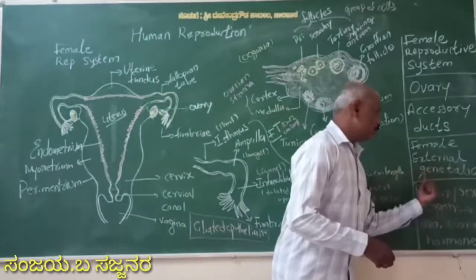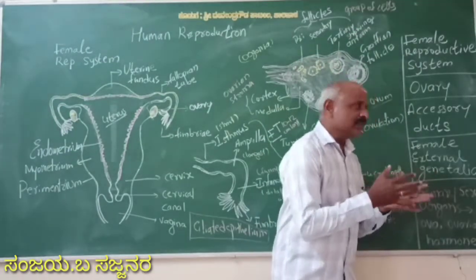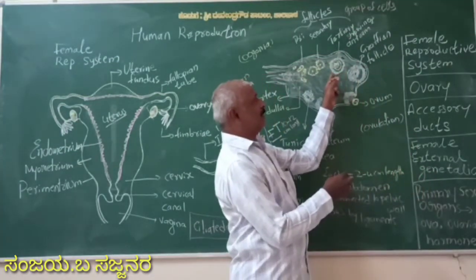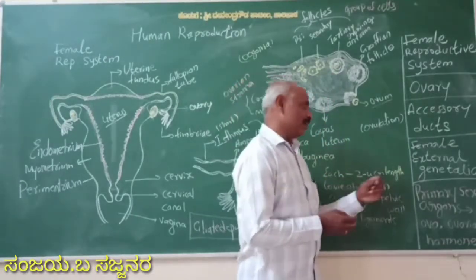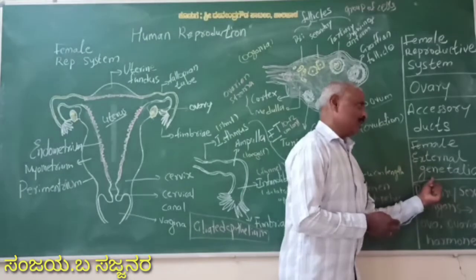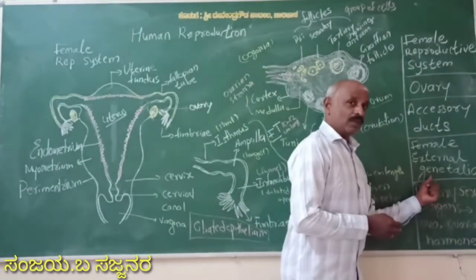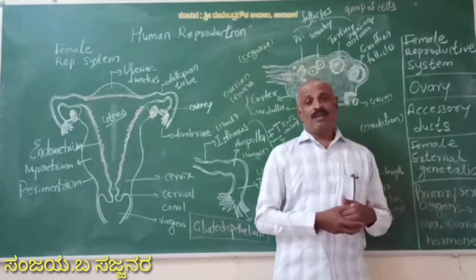In the next class we will move to the follicle structure and see it in detail, and afterwards we will start seeing the female external genitalia.